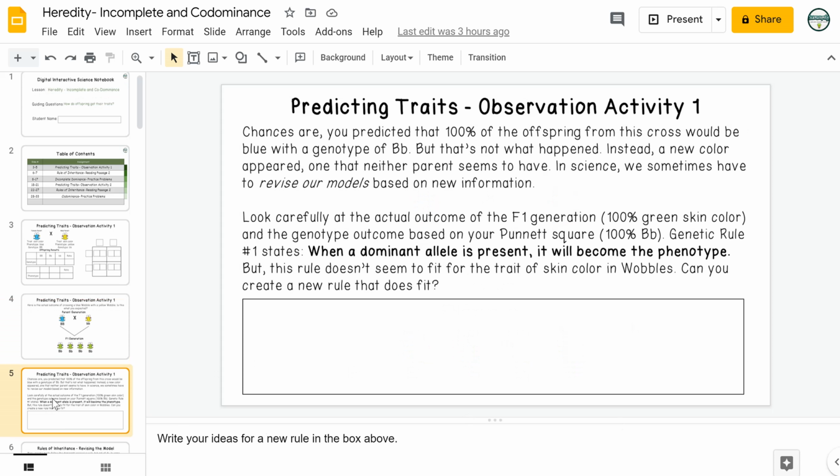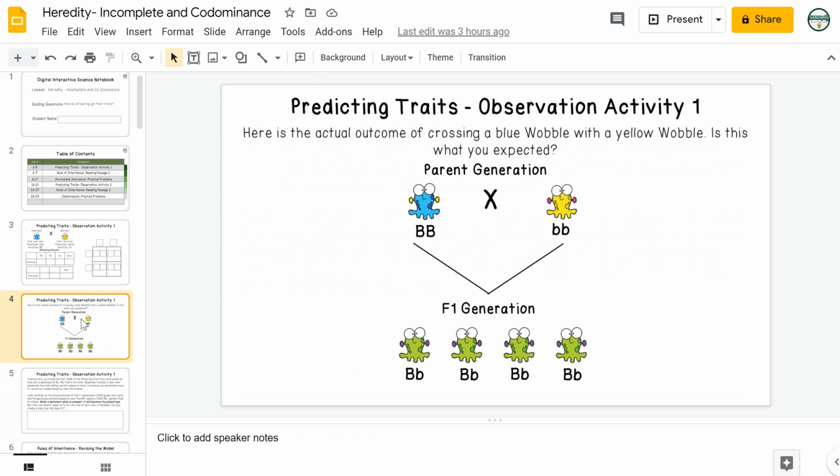So this is where they have to really start thinking, okay, now we have to revise our models, which is not uncommon in science. When new things come up, when we observe new phenomena, then we have to revise our models and our ways of thinking around the phenomenon. So that's what this is really getting at. They're going to try and come up with a new rule that might fit with what they're observing.